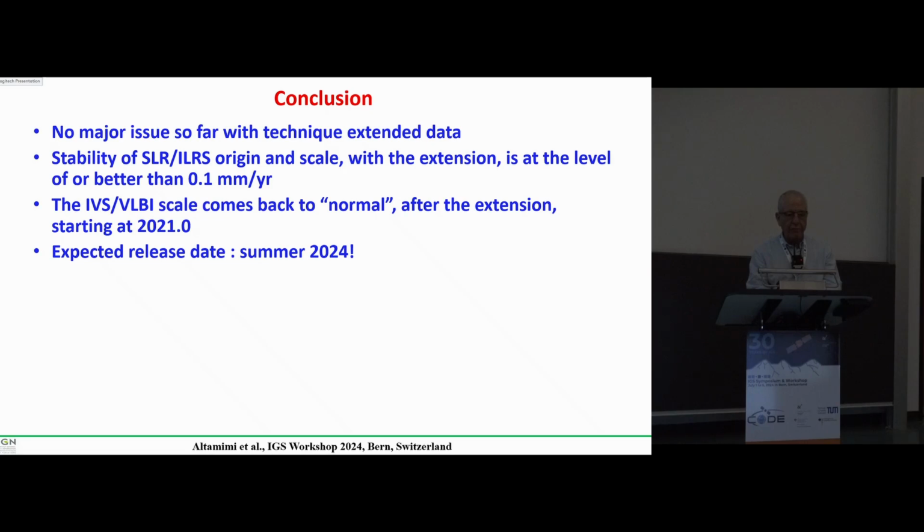So I am coming to the conclusion. No major issue so far with the input data from the technique extended data. We discovered 2 weeks ago a small, tiny problem in the IGS time series. So the IGS will regenerate their contribution and we will use an updated time series. The stability of SLR origin and scale with the extension is at the level of better than 0.1 millimeter per year. And the IVS VLBI scale comes to normal, but still we probably need more data to see if it comes completely to normal as before.